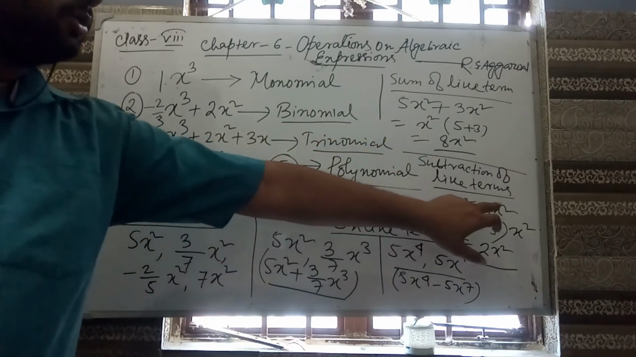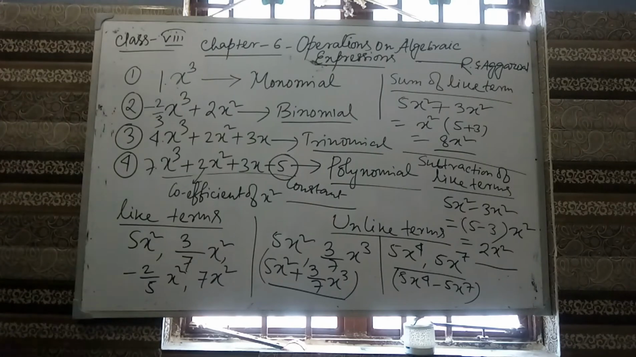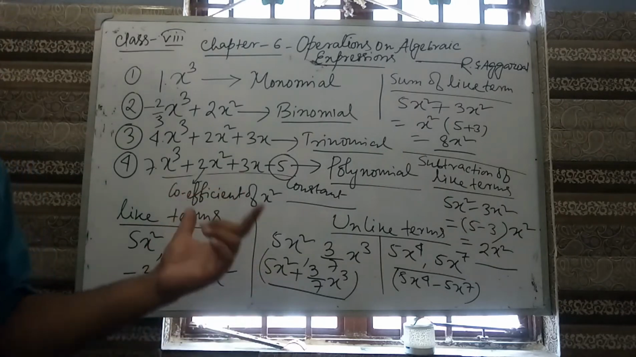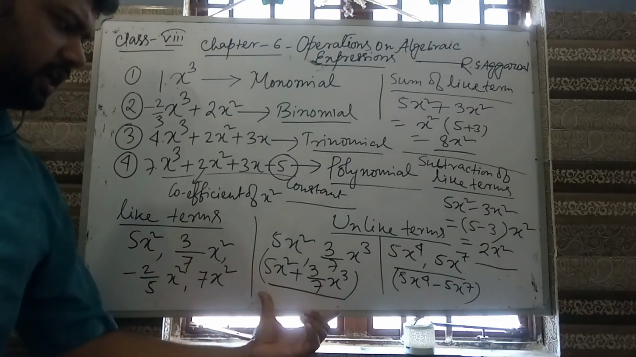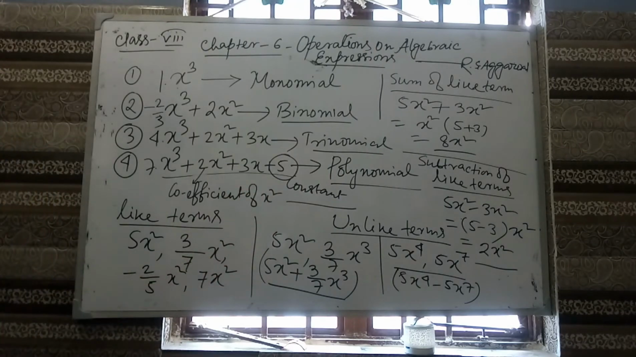Here we took two terms, we subtracted, we got only one term. So in case of addition and subtraction, you have to take only the like terms. We cannot add or subtract unlike terms. If we have to add or subtract them, then they will be just in the form. No further calculation is possible.